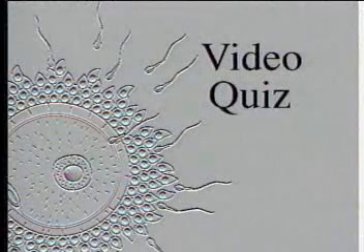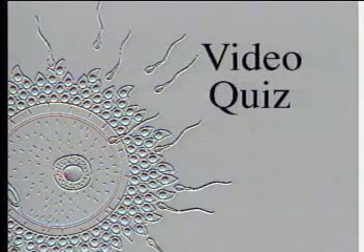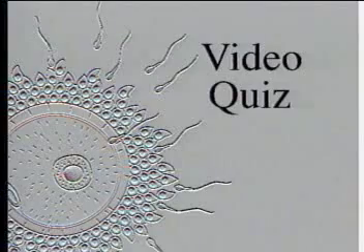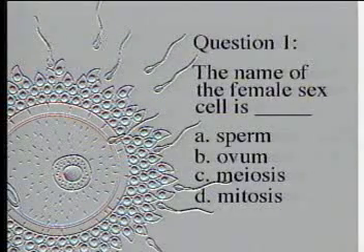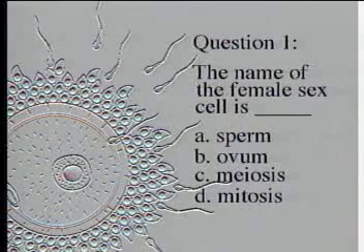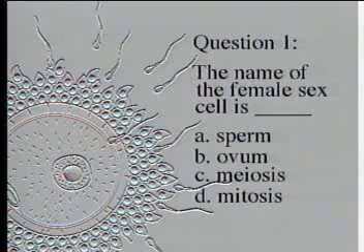Video quiz. Students may write the answers to the following questions on a separate piece of paper or on the duplicating master titled Video Quiz. Number 1. The name of the female sex cell is A. Sperm, B. Ovum, C. Meiosis, D. Mitosis.